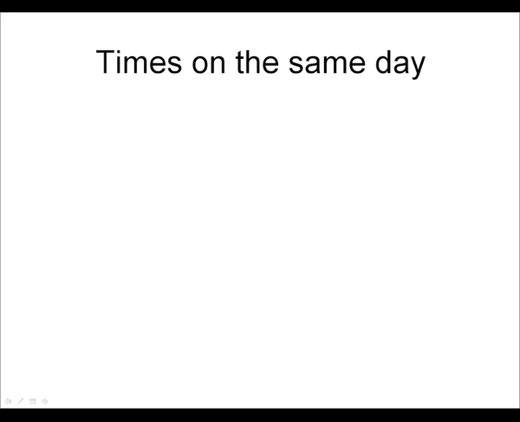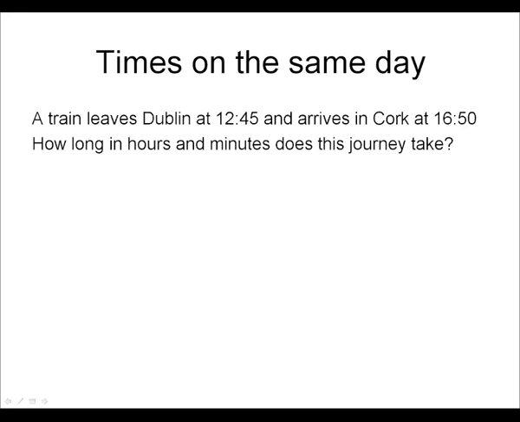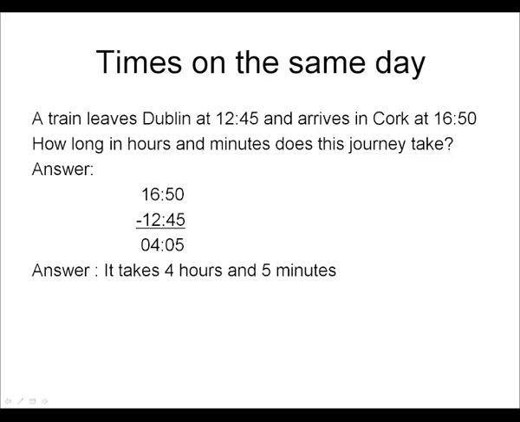For the first question, I'm going to be asking the difference between two times on the same day. A train leaves Dublin at 12:45 and arrives in Cork at 16:50. How long in hours and minutes does this journey take? To answer this question, we take the arrival time, 16:50, and subtract the departure time, 12:45. It's a straightforward question. 50 minutes minus 45 minutes gives us 5 minutes, and 16 hours minus 12 hours gives us 4 hours. So our answer is 4 hours and 5 minutes.